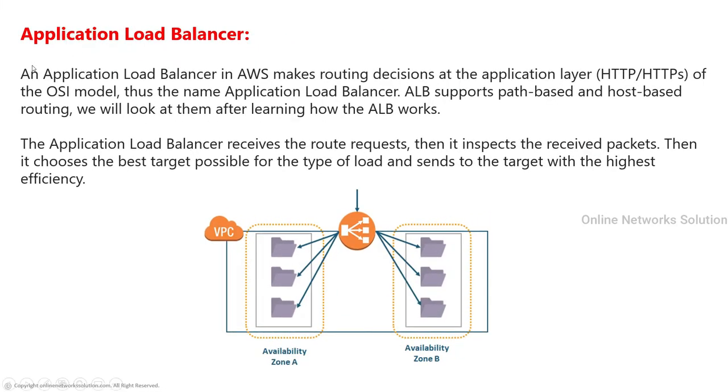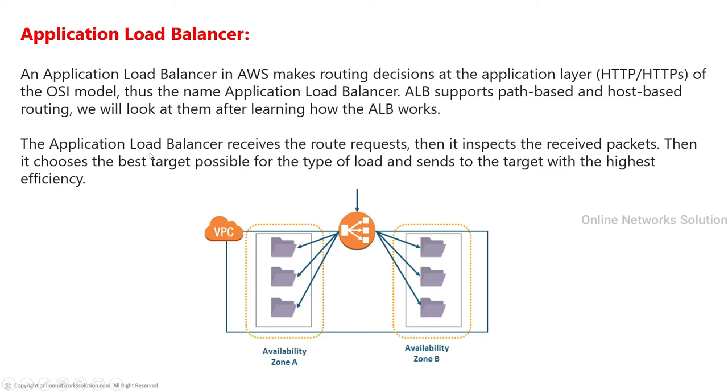Application load balancer. An application load balancer in AWS makes routing decisions at the application layer, HTTP and HTTPS, of the OSI model. Thus the name application load balancer. ALB supports path-based and host-based routing. We will look at them after learning how the ALB works.